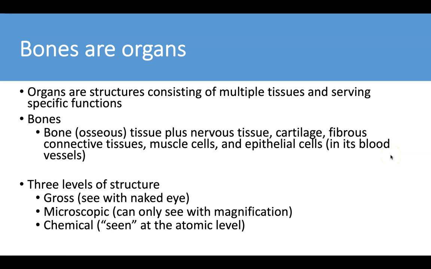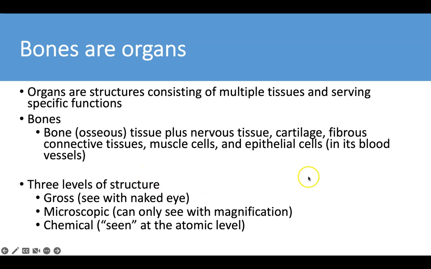Just as a reminder, bones are organs. So let's go back to the definition of organs, and I'll remind you that they're structures consisting of multiple tissues and serving specific functions. With that definition, an individual bone does meet the definition of an organ. So we can say that bone actually includes bone tissue plus nervous tissue, cartilage, fibrous connective tissues. Muscle cells are found in there. Epithelial cells are found in the blood vessels that run through the bones. So there are lots of different tissues, but they're all contributing to the function of that individual bone.